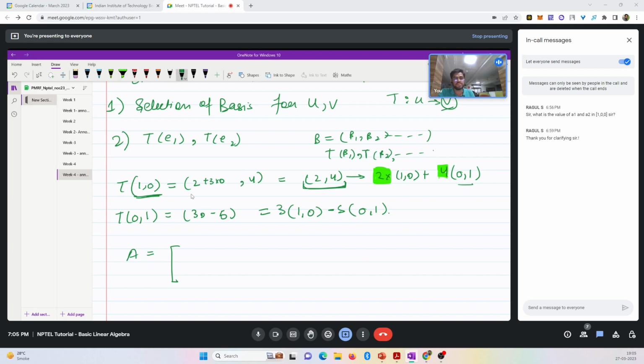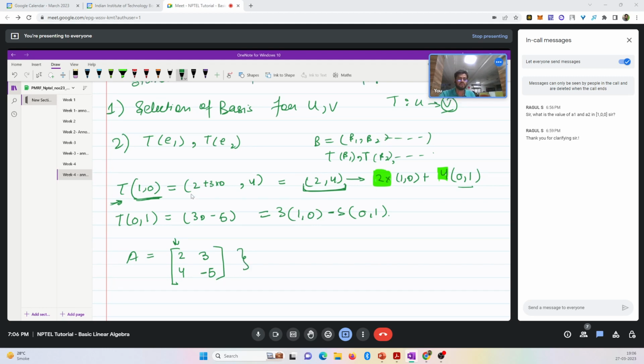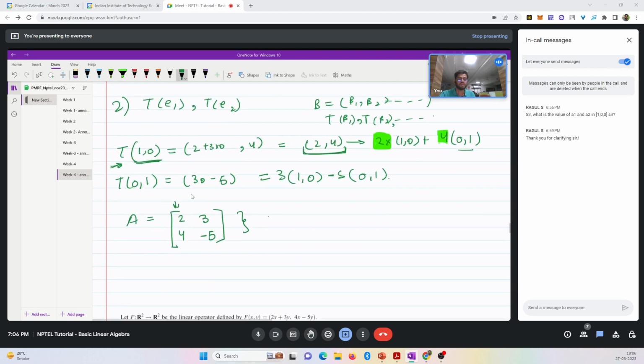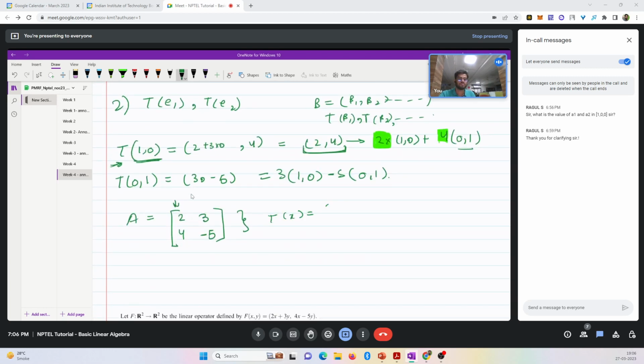You need to write these coefficients over here in the form of a column. So the image of your first element becomes the first column of this matrix A. And again over here, 3 comma minus 5. So this is the matrix that you have obtained for your transformation T of x, which is 2x plus 3y comma 4x minus 5y.